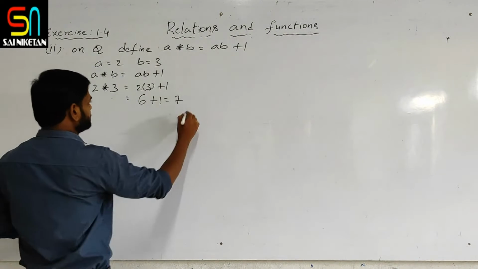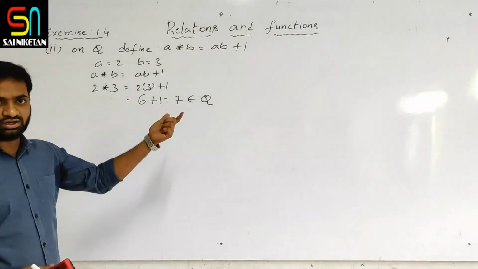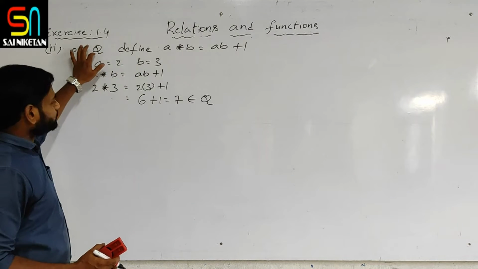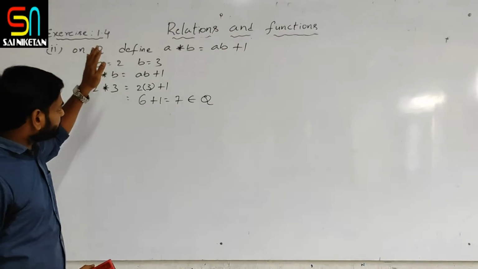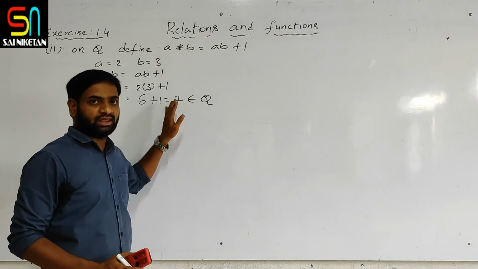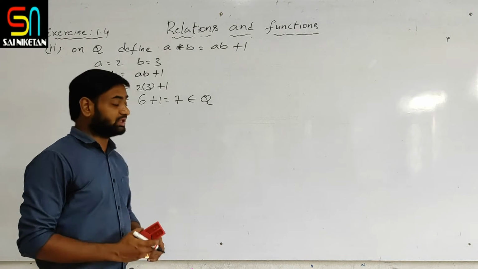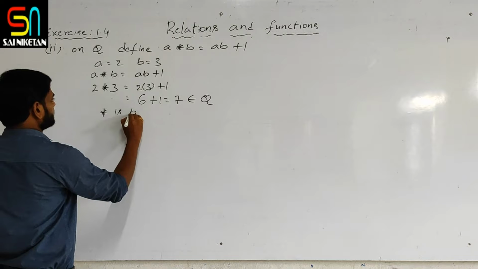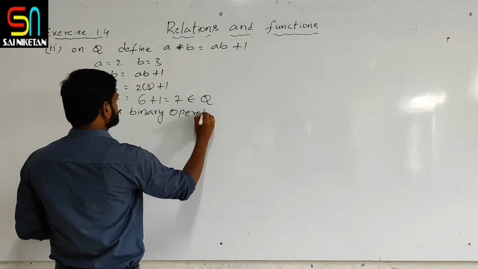Now this 7 belongs to the Q or not? This belongs to the Q. So I am choosing two values from the Q, that means rational numbers. And after completion of the operation, again the result belongs to the rational numbers. Then we can say star is binary operation.